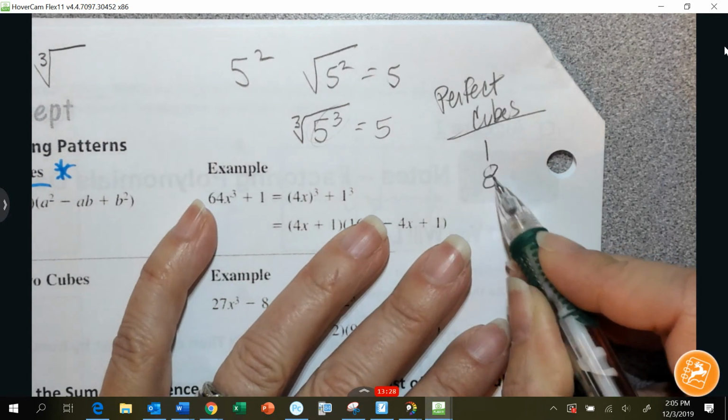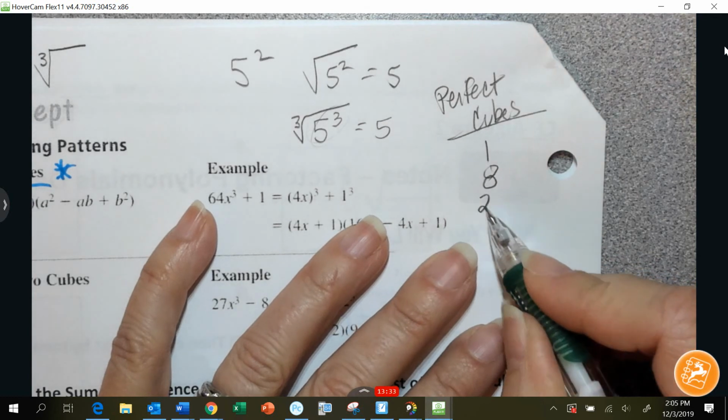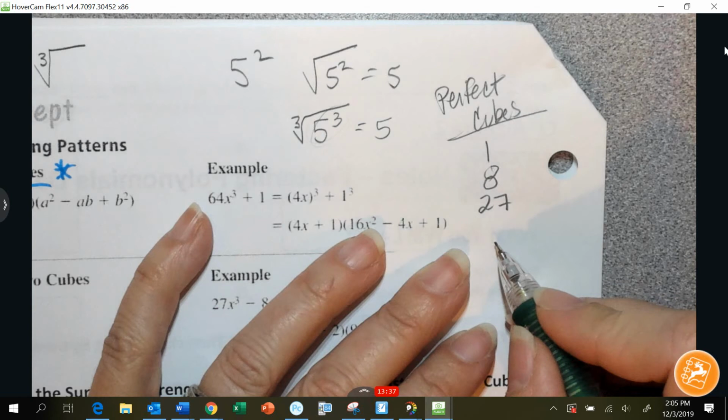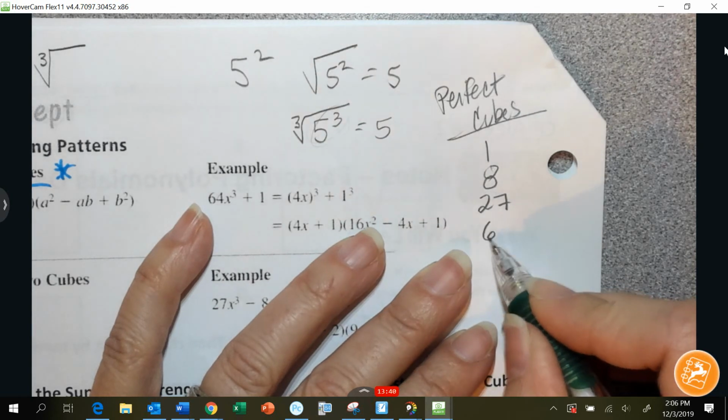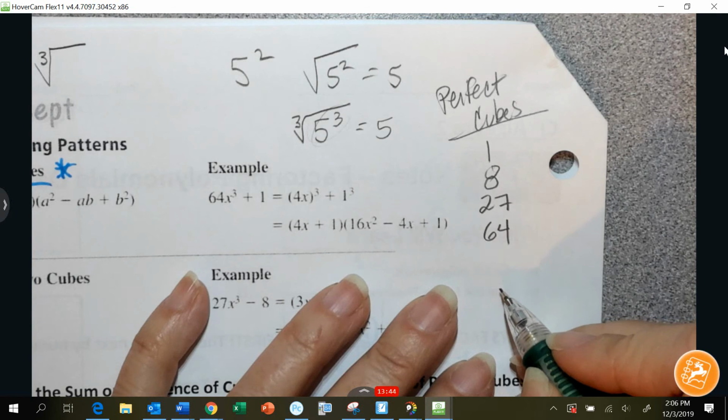What is 3 times 3 times 3? 27. 4 times 4 times 4. 64. 5 times 5 times 5. 125.